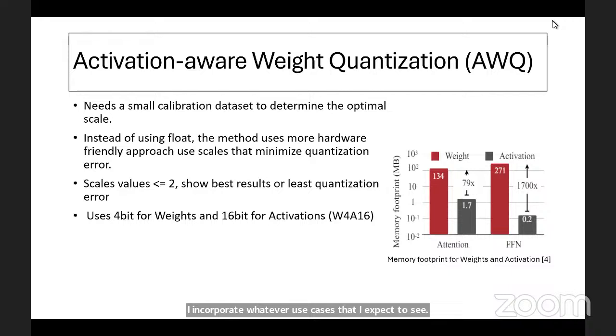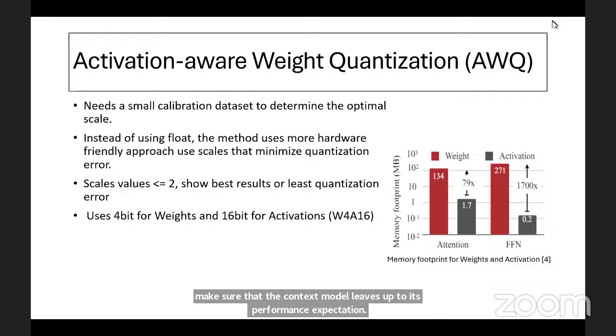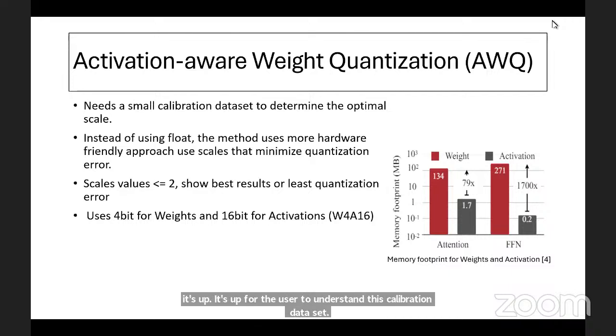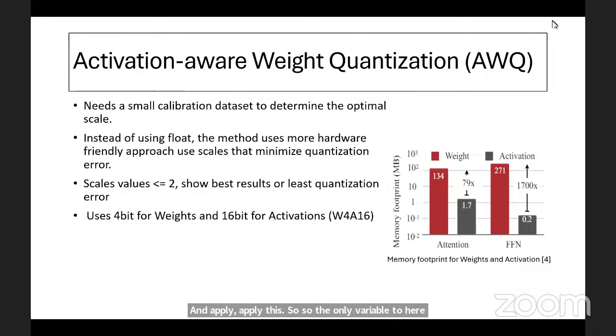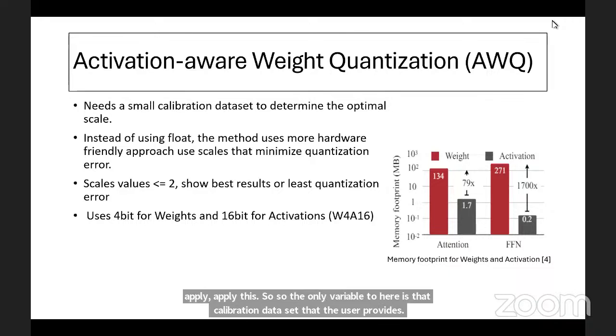So, for example, not an example for LLMs, but for CNN, if I'm working with images and I'm expected to see both indoor and outdoor images, it is definitely problematic if you just calibrate on indoor images. You need to make sure that the calibration data set has both indoor and outdoor images to make sure that the quantized model lives up to its performance expectation. So it's up to the user to understand this calibration data set and apply this. The only variability here is the calibration data set that the user provides, and they need to make sure that it is good for their application.